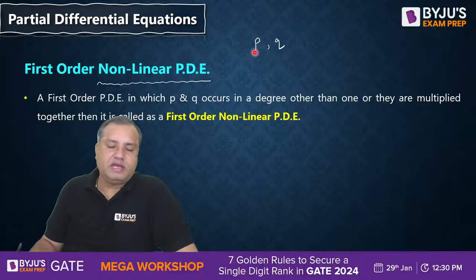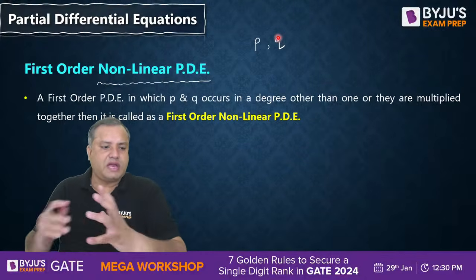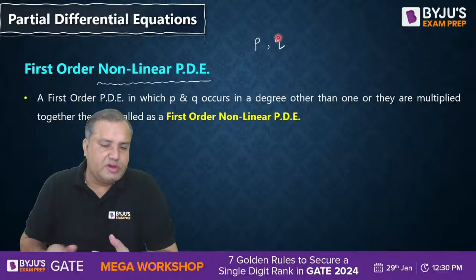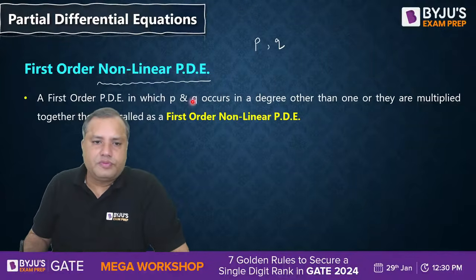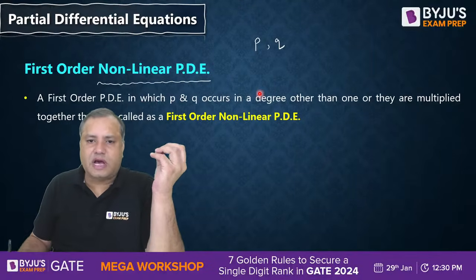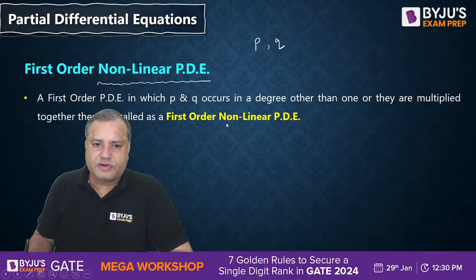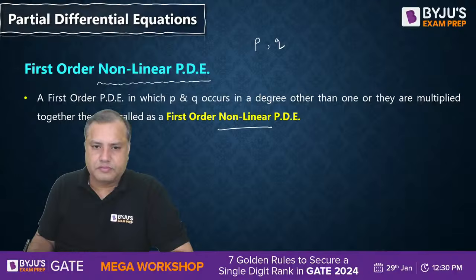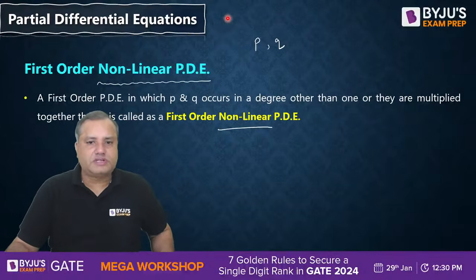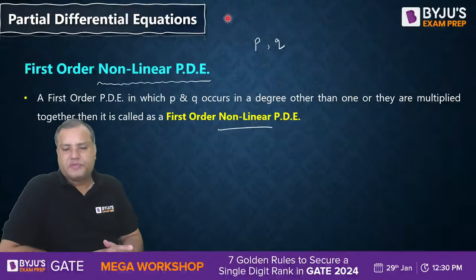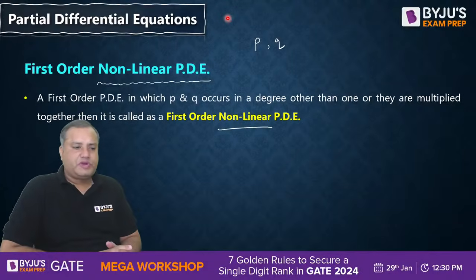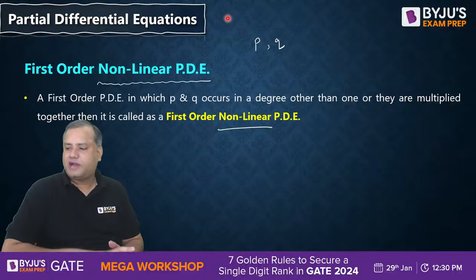P और Q का डिग्री 1 से हटके कुछ और होगा, या ये टर्म्स आपस में मल्टीप्लाई होगी. The degree of p and q is other than 1, or they are multiplied together. Then it will be called as first order non-linear P.D.E.